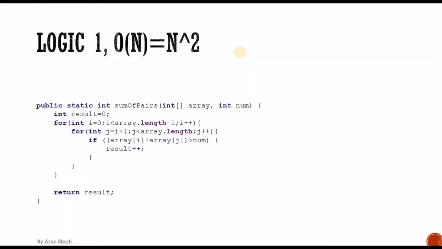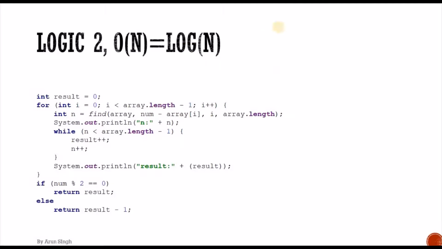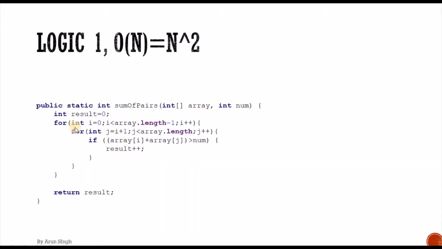Let's see. If I apply binary search here, then what would be the complexity? It would be log n for binary search. Now I have a find method. Basically, I will have again int result equal to 0, initialize the sum of number equal to 0. Then I have a for loop, int i equal to 0, i less than array dot length minus 1, i plus plus. This is the same for loop.